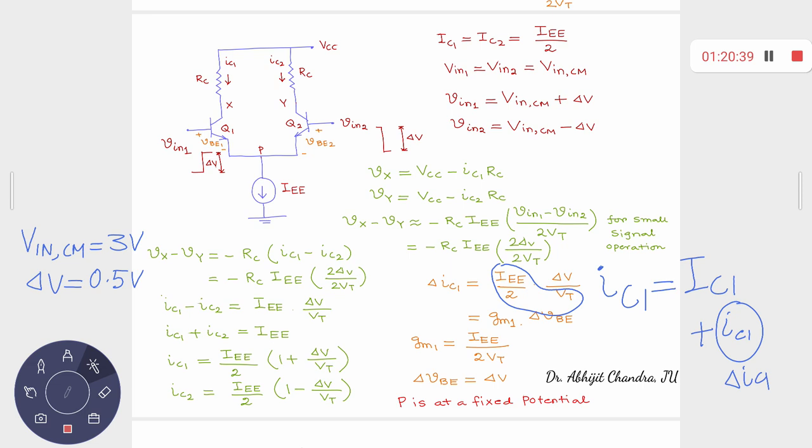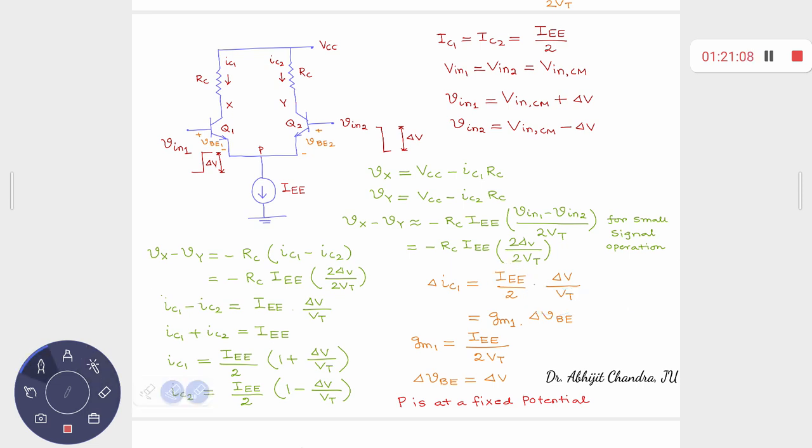Why do I call it constant voltage? Means what? DC. DC means what? The small signal model means what? AC ground. Constant voltage means AC ground. So apart from this VCC, this point T is also held at AC ground, because T is held at constant voltage.